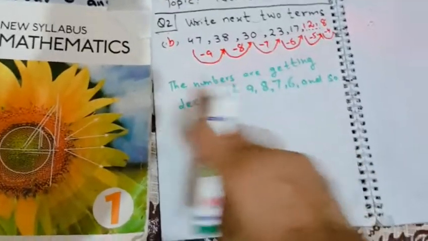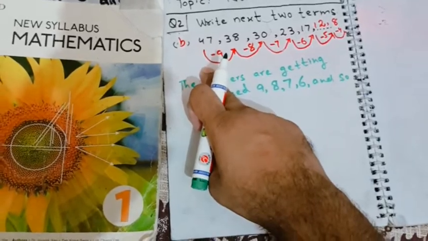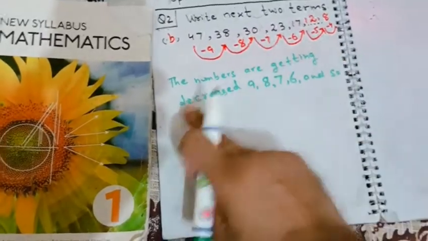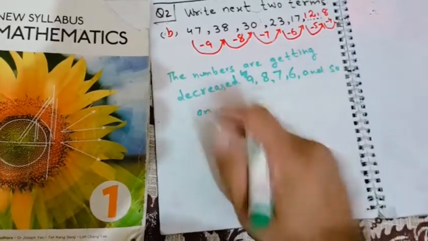So I have tried to explain the rule of the gap found between the numbers. The numbers are getting decreased by 9, 8, 7, 6 and so on.